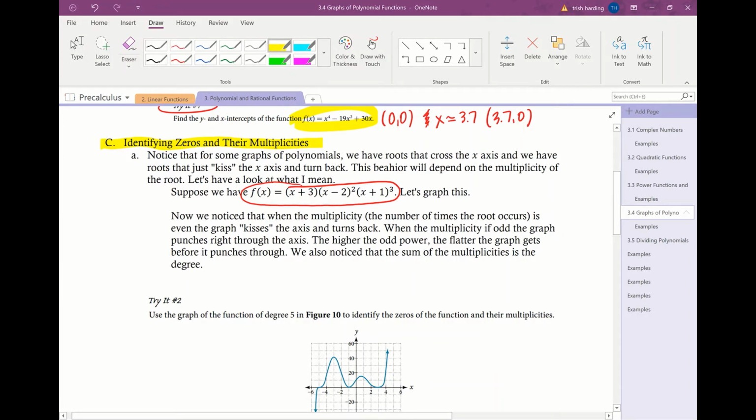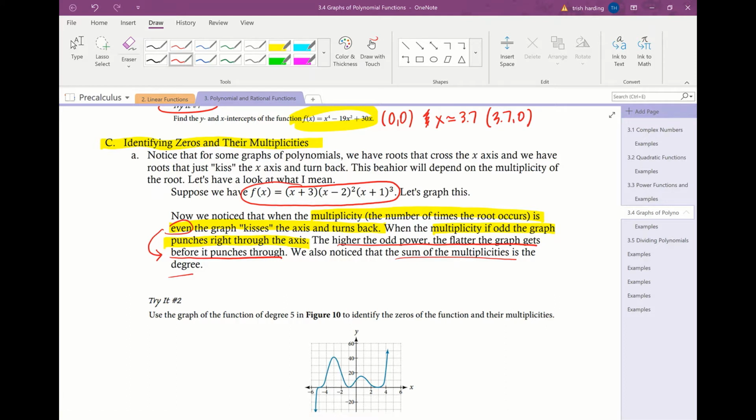So when the multiplicity, the number of times the root occurs, is odd, remember, the higher the power, the flatter the graph gets before it punches through. That's also true for evens. So the higher the power, the longer it stretches out that rebound. And another important thing is the sum of the multiplicities is equal to the degree. And that's simply a product of multiplication because we have to multiply all these things together.